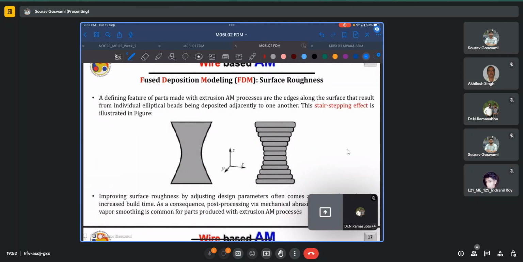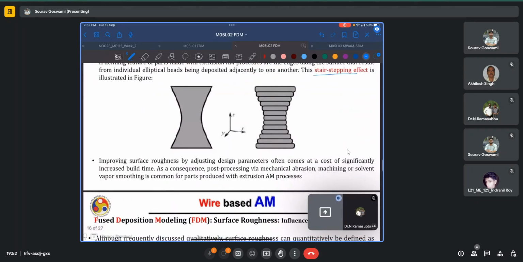Again, just like any other AM process, surface roughness is also an inherent defect, and the stair stepping effect is illustrated here. Of course, we can account for this by a post-processing operation such as a milling operation, or some chemical vapor-based chemical milling, or even some ultrasonic polishing-based processes. So they were mentioned here. So post-processing via mechanical abrasion, machining, or solvent vapor smoothing is common.